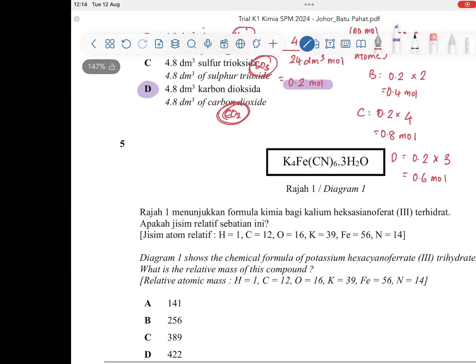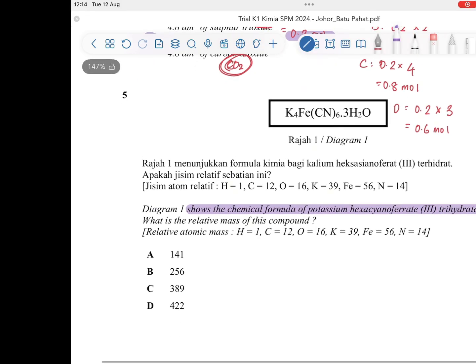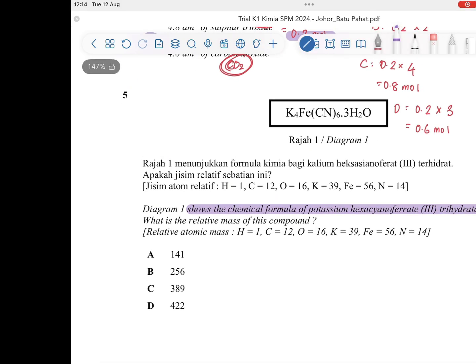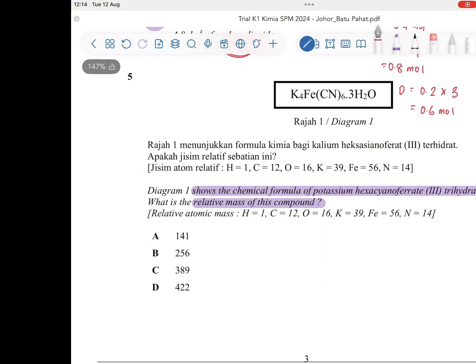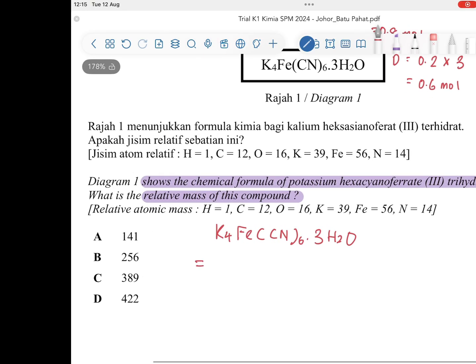Okay, let us continue with question 5. Diagram 1 shows the chemical formula of potassium hexacyanoferrate trihydrate. This question is asking you to find the relative molecular mass of this compound. Basically, this is just a simple mathematics question for you. So you can calculate the relative mass.